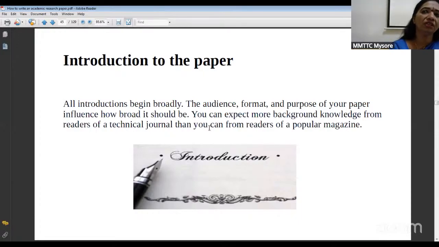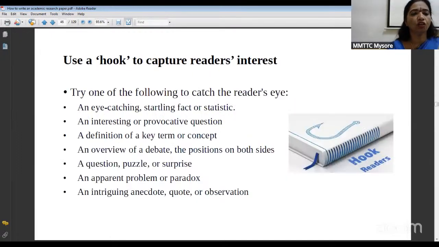Okay, so if your readers are a general audience, then you should explain and write an elaborative introduction. There are a few hooks to capture the readers. These hooks are an eye-catching, startling fact or statistic, and an interesting or provocative question. You should use these hooks.